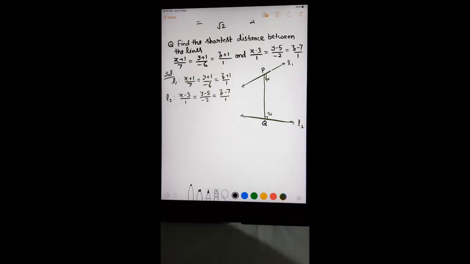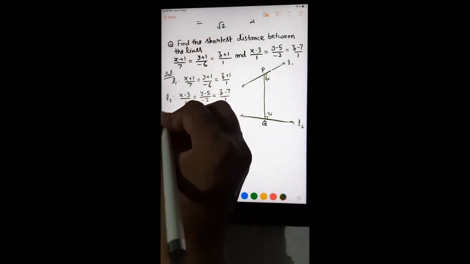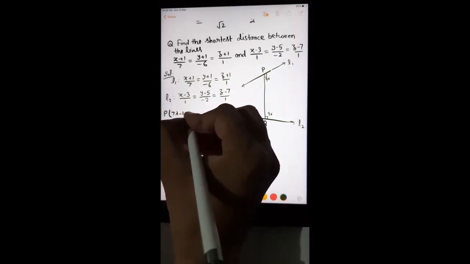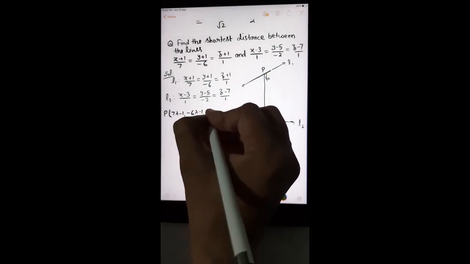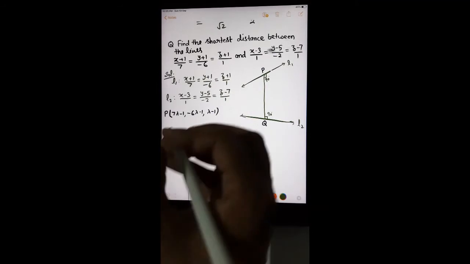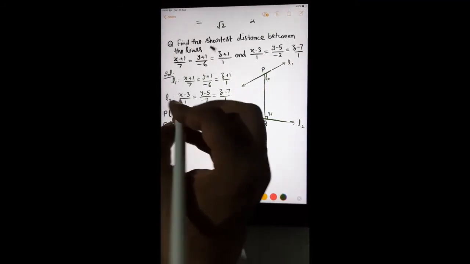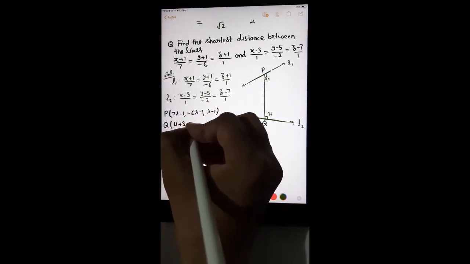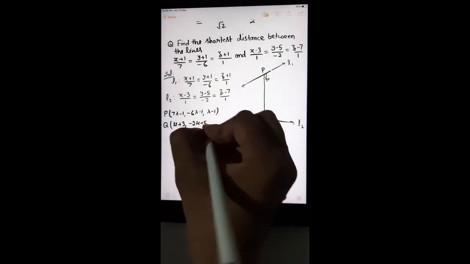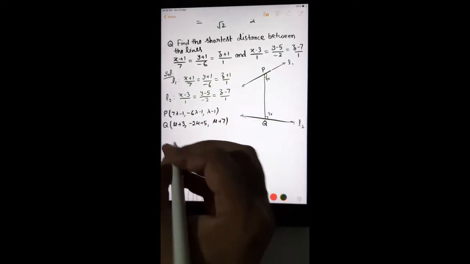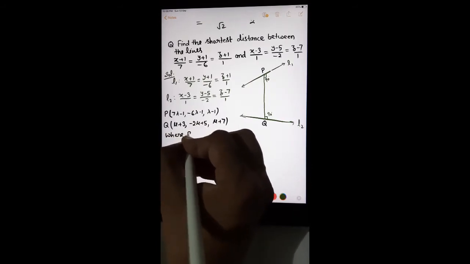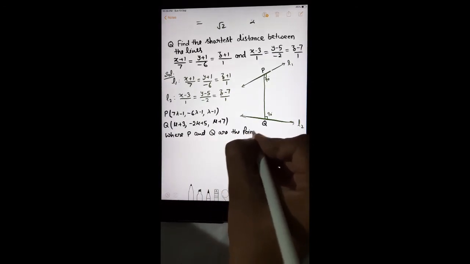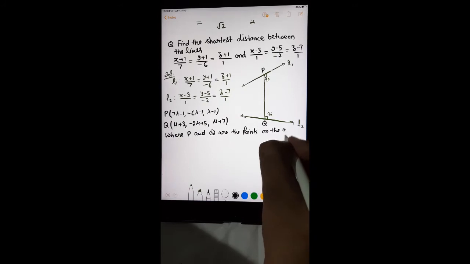So P is a point on the line L1. So let the coordinates of P are 7 lambda minus 1, minus 6 lambda minus 1 and lambda minus 1. Similarly, a point Q which lies on the second line L2, so it will be mu plus 3, minus 2 mu plus 5 and mu plus 7, where P and Q are the points on the given lines.